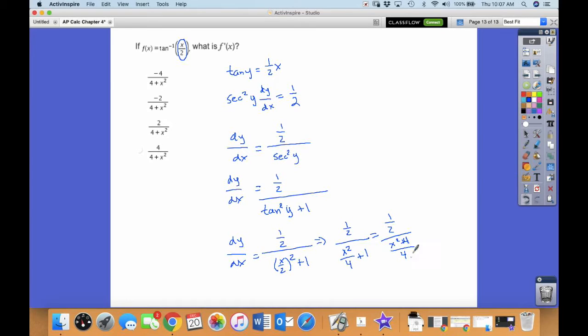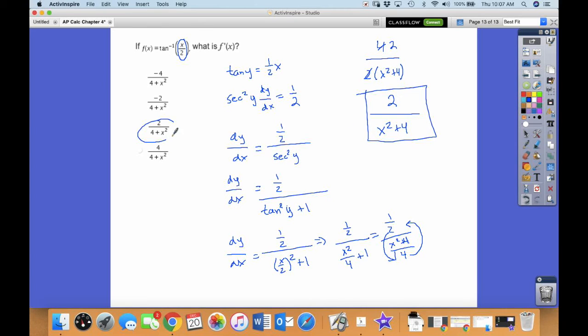And now we can do it quicker. The 4 goes to the top. That 2 goes down to the bottom. And that gives us 4 over 2 times x squared plus 4. And now we can cancel. So we get our answer: 2 over x squared plus 4.